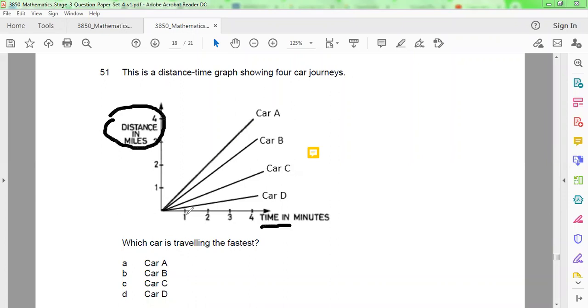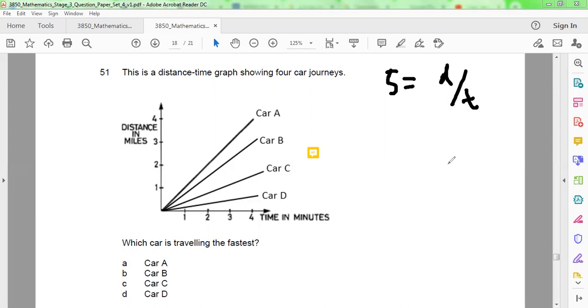So a distance time graph gives you the speed of the car. All right, so speed is distance traveled divided by time taken. Let's look at car A. The one that's going fastest, because you're covering a longer distance within the same time period.